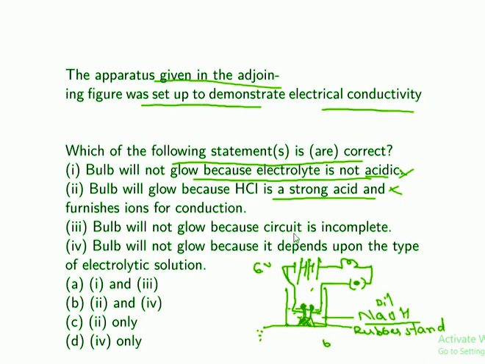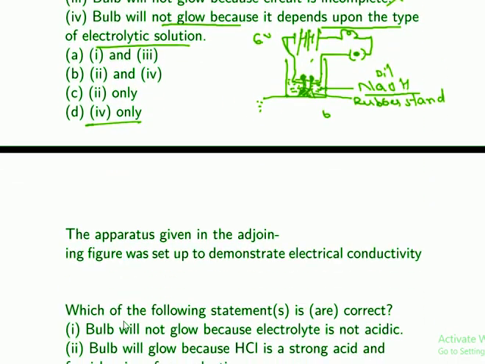Bulb will not glow because circuit is incomplete. Here the circuit is complete, so the statement itself is wrong. Bulb will not glow because it depends upon the type of electrolytic solution. The solution which we have taken in the beaker, depending upon that solution, the conductivity is going to play a role. So option 4 is correct.